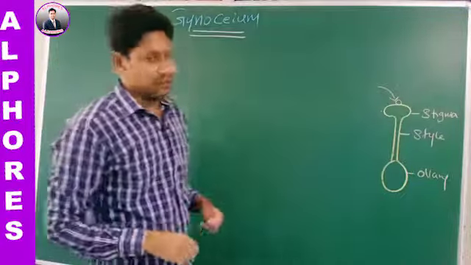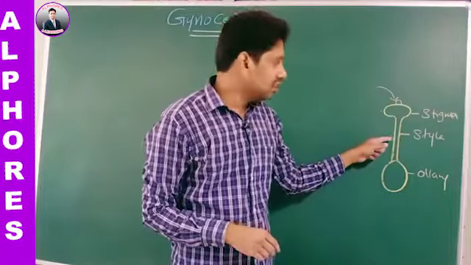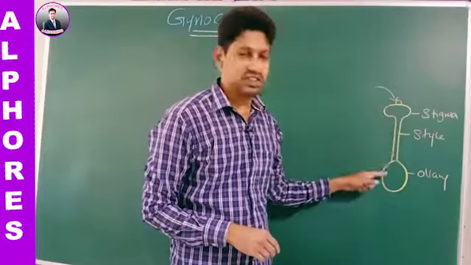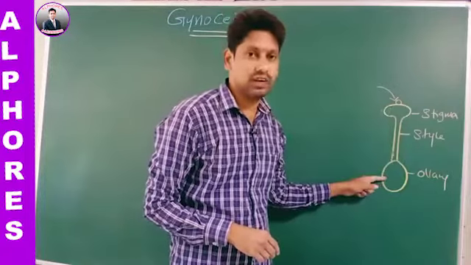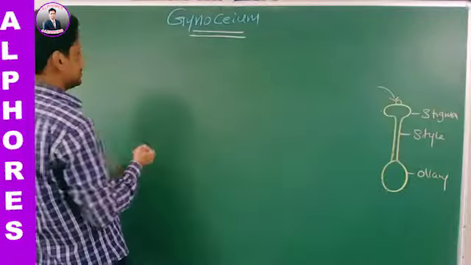Now go for the second part. What is a style? It is the middle part of the carpel. It is long, elongated. It connects the stigma with the ovary. Connects the stigma with what, sir? Ovary. What is it? Style.